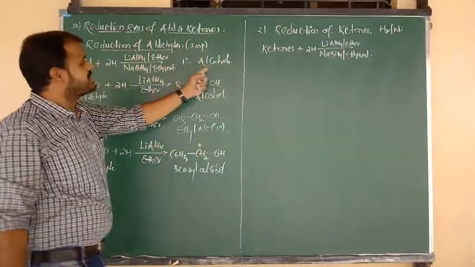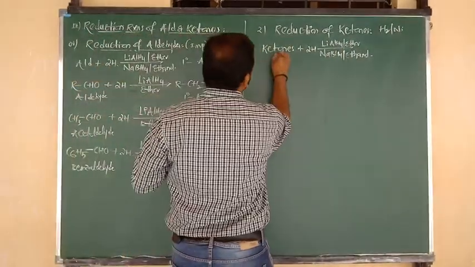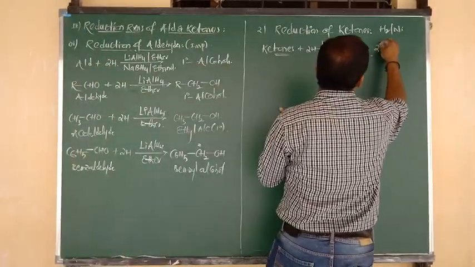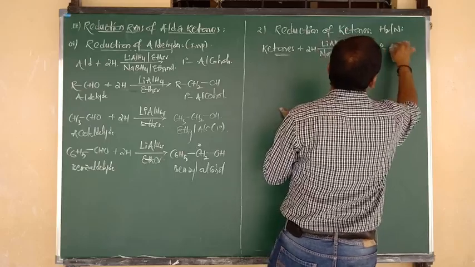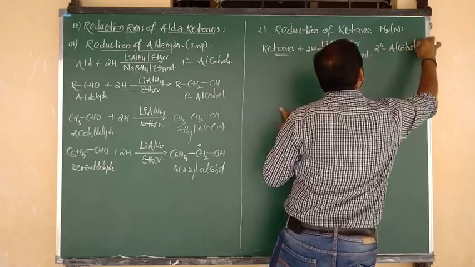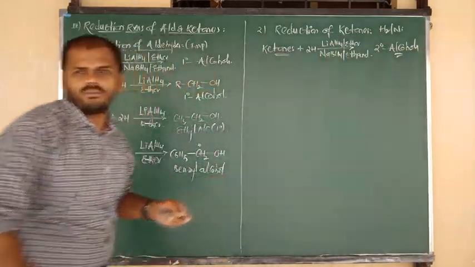Aldehydes give primary alcohol, and here ketones are there. Ketones are going to form the product. The products are what? Secondary alcohols. Now I am going to show you the reaction.